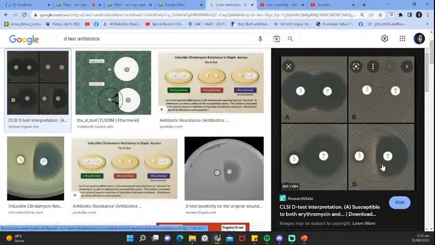Now what happens with this one? What happens with this one is the microorganisms, as they are growing, mix together and they would form a D here. Right? And the two drugs need to be placed this way. Otherwise, you wouldn't know clindamycin resistance. Okay? So this one, would you report it as clindamycin susceptible or clindamycin resistant? Of course, you're going to report it as clindamycin resistant because it tested positive for the D test.